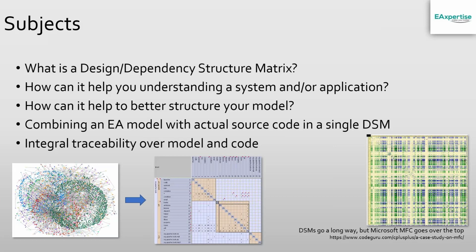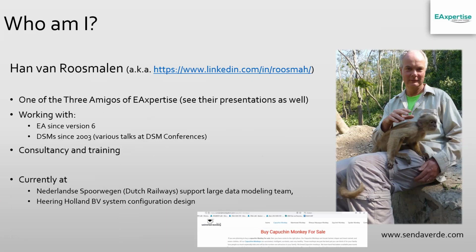Who am I? I am Han van Roosmalen. You can find me on LinkedIn. I'm one of the three amigos of eXpertise, and I hope you will find time to see their presentations as well. We all have different backgrounds, so our presentations are very different from each other. I work with the EA since version 6, and I work with DSM since 2003, and I gave various talks on dependency structure matrices at various worldwide conferences.